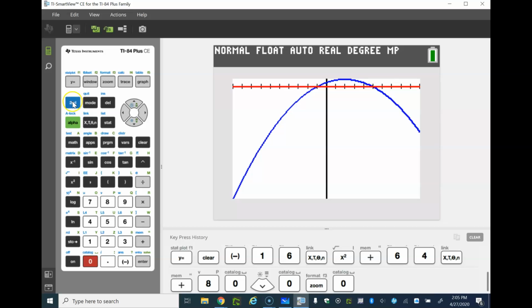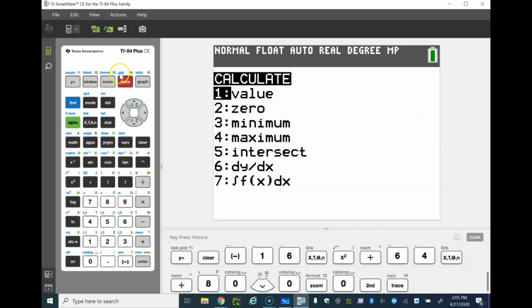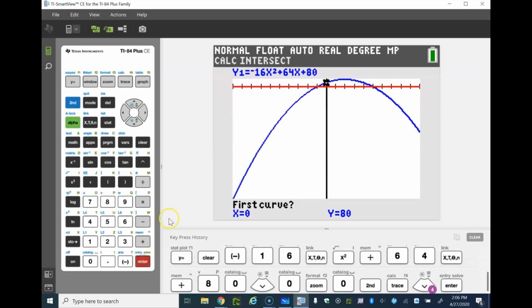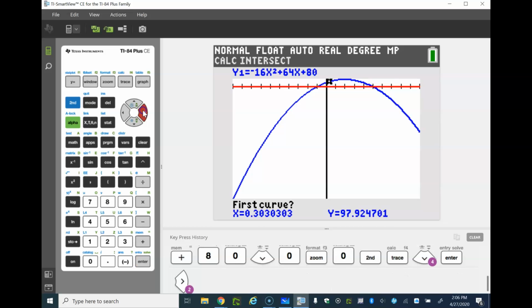So this is where we're going to hit second trace to get to calc. So we want the calc button. We hit second and trace, and we're going to go right down here where it says intersection, number 5. We hit enter, and we're going to take this little cursor to where we think the ball hits the ground. You can pretend the cursor is actually the ball. So we throw the ball up.